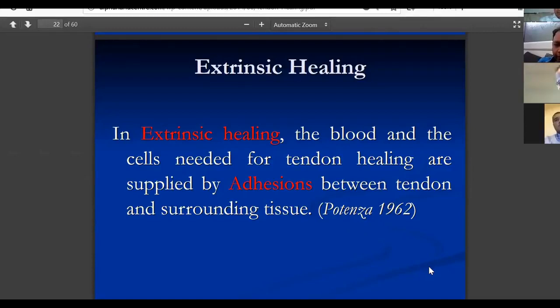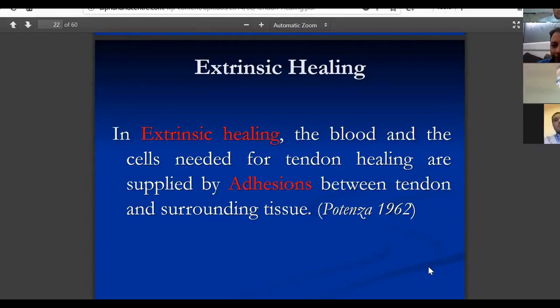The basic principle, which I have already mentioned in my slide. Let me finish this: extrinsic healing. In extrinsic healing, the blood and cells needed for tendon healing are supplied by adhesions between tendons and surrounding tissue. So that is extrinsic healing. Blood and cells needed for tendon healing are supplied by the adhesions.